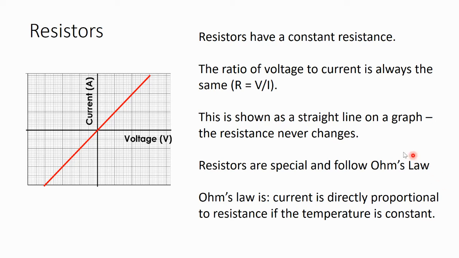So you might have heard of Ohm's law before. I just really want to make the point clear. Resistors follow Ohm's law because they are special, because they have this straight line graph here. Ohm's law is not this formula. Ohm's law is that the line on a current-voltage graph is straight if the temperature is constant. So resistors are special. Other things do not follow Ohm's law.